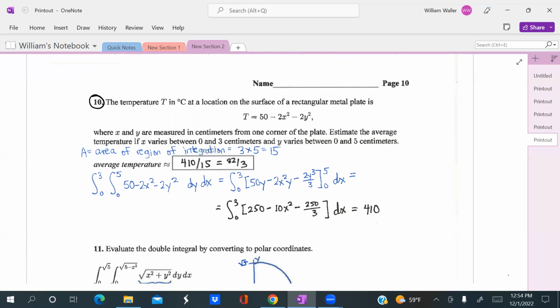The temperature is varying from left to right and top to bottom on the plate. So different locations have different temperatures. I want to know what's the average temperature over the entire plate. By the way, it tells you that the way we've superimposed our rectangular coordinate system on this plate, x is going to vary from 0 to 3, and y is going to vary from 0 to 5.